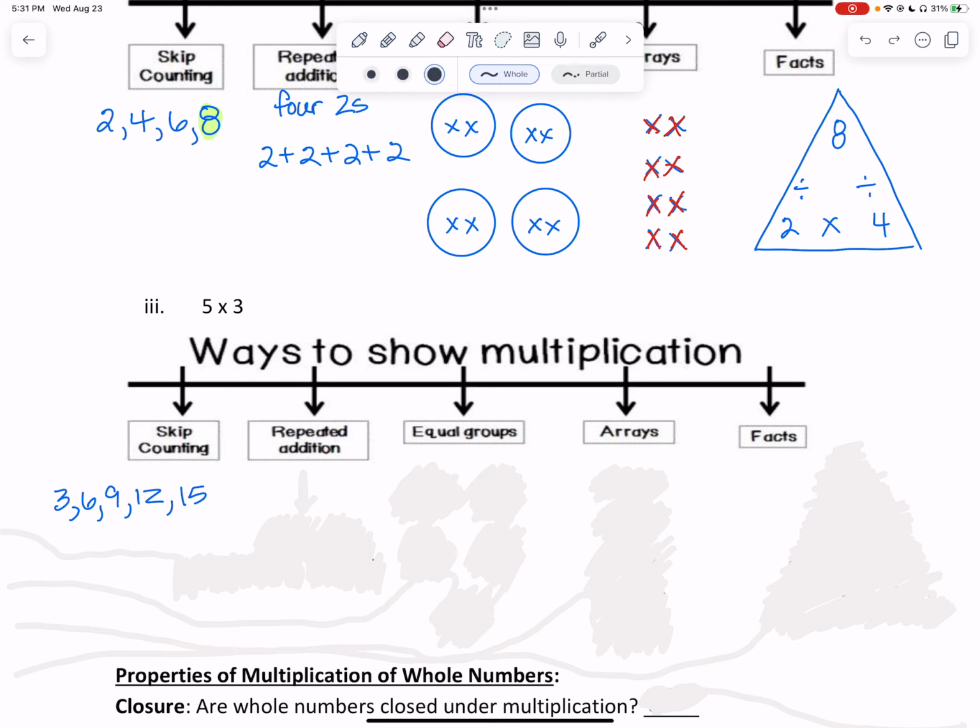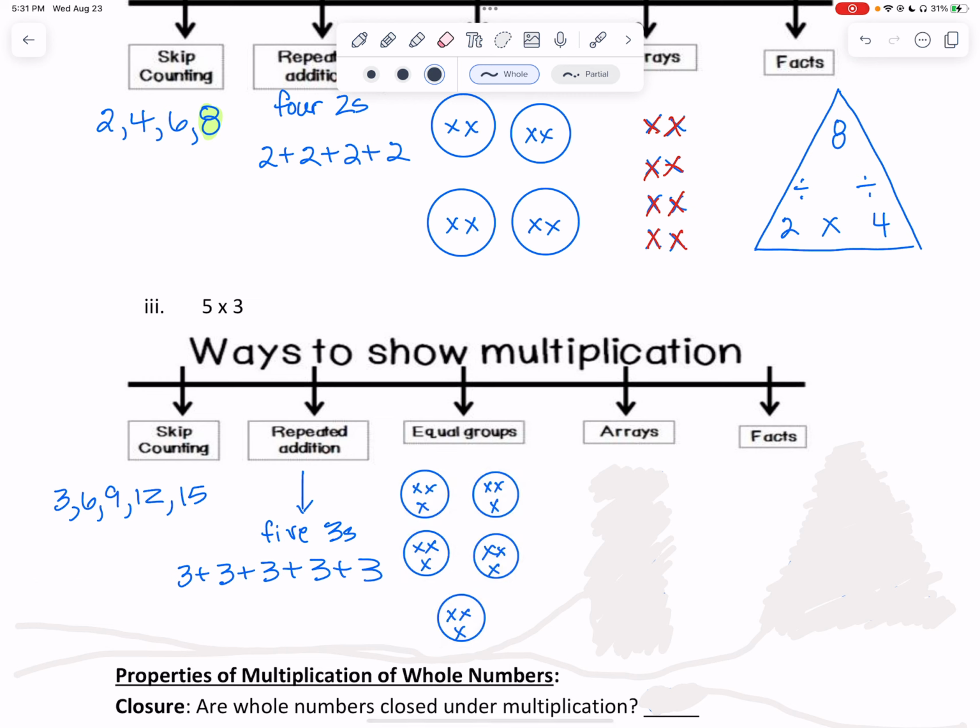Repeated addition, same way. I'm going to have 5 3s. So I write 3 down 5 times, put a plus in between them. For my equal groups, how many sets am I going to have? I'm going to have 5 sets, and each set is going to have 3 in it.